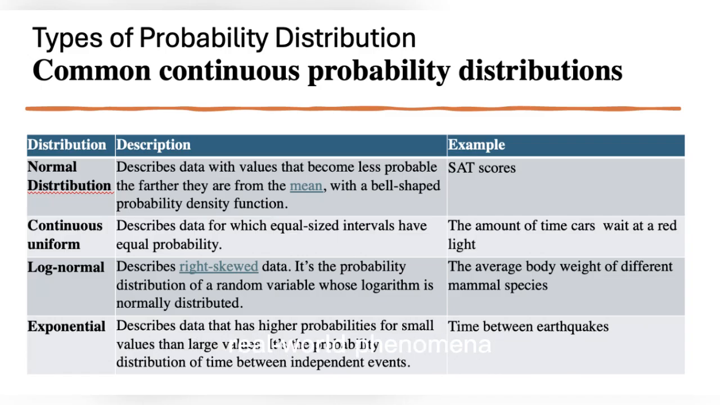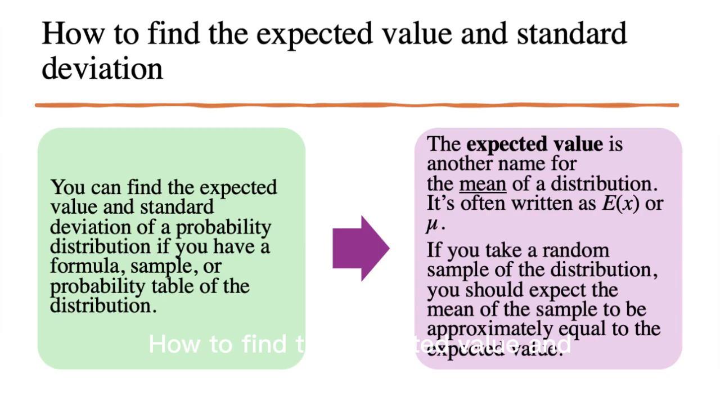How to find the expected value and standard deviation. You can find the expected value and standard deviation of a probability distribution if you have a formula, sample, or probability table of the distribution. The expected value is another name for the mean of a distribution. It's often written as E(X) or mu. If you take a random sample of the distribution, you should expect the mean of the sample to be approximately equal to the expected value.